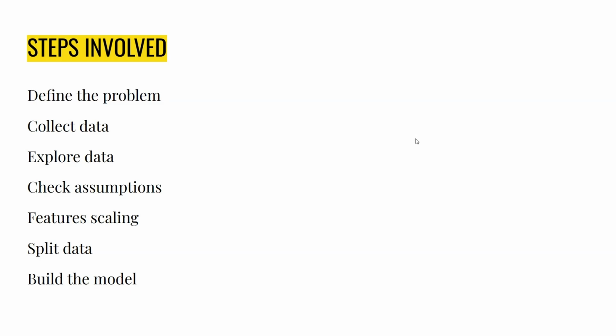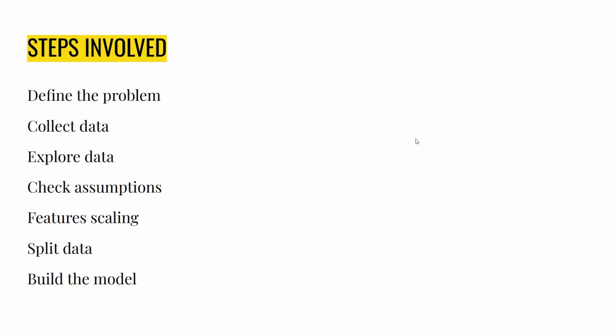The next step is to explore the data. Perform exploratory data analysis to understand the characteristics of the data. This may involve summarizing the main statistics, visualizing the data, and identifying any patterns or trends. The next step is to check assumptions. Verify the assumptions of multiple linear regression, including linearity, independence of errors, constant variance of errors, and normality of errors. If these assumptions are violated, it might affect the reliability of the regression results.